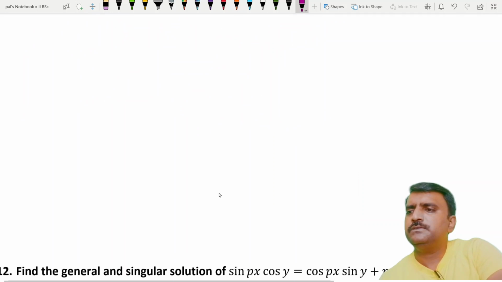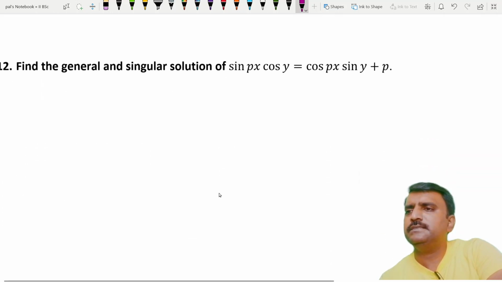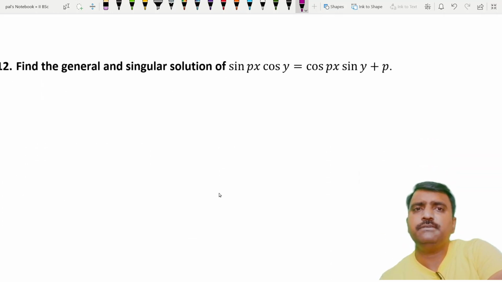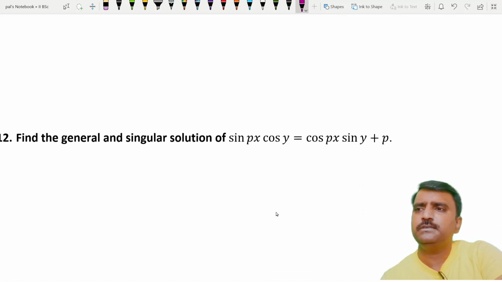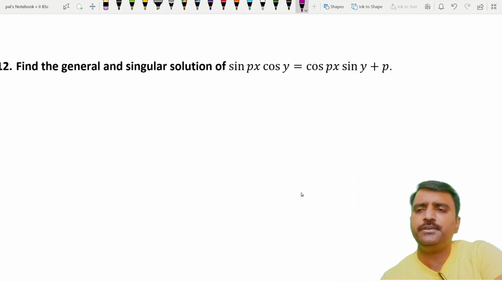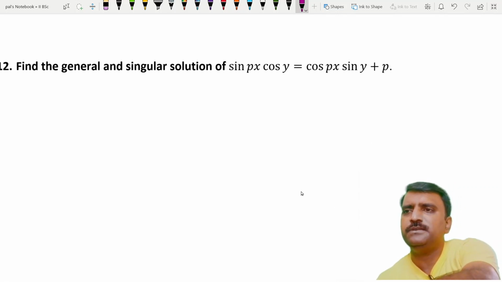So with this I wanted to end this differential equations part. In the coming 2-3 classes I will discuss orthogonal trajectories. With this I'll finish the first order differential equations. If you have any problems, kindly post your problems, and if possible, attempt this problem. Okay, thank you.